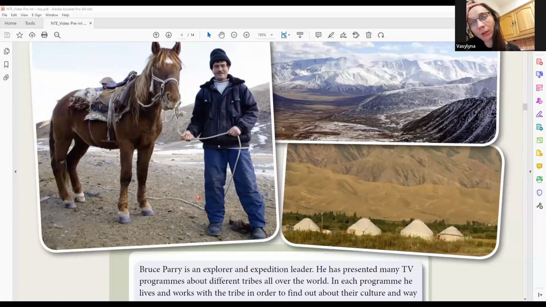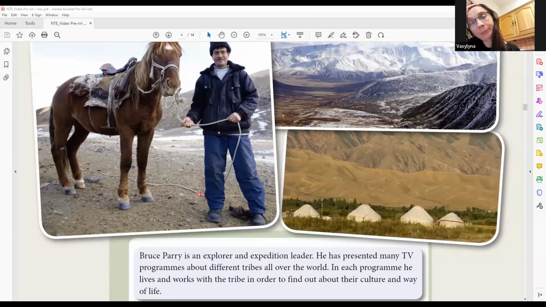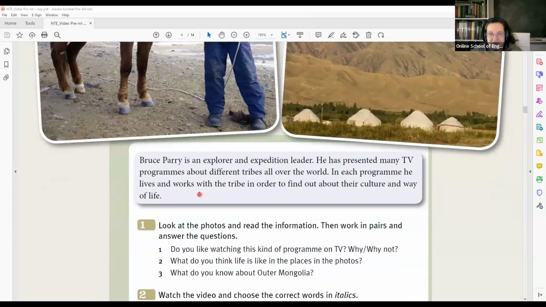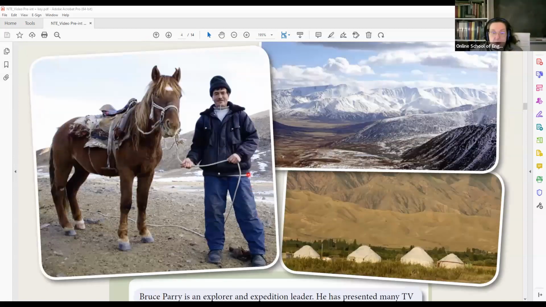A lot of clothes, warm. Okay, so they have better clothes than he does. Okay, we're going to find out. This man is an explorer and expedition leader, and he works on TV. So he has TV shows. So I'm sure he goes to a big department store to buy his nice jackets.